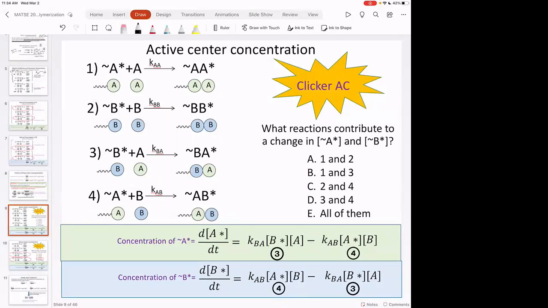All right. So the active center concentration. What reactions contribute to a change in active center A and active center B? So we have our key reactions. You should just print this slide out so you remember what those key reactions are and all the rate constants. We have our rate expressions right here for the rate of polymerization. And so we'd really like to know which reactions change the active centers.